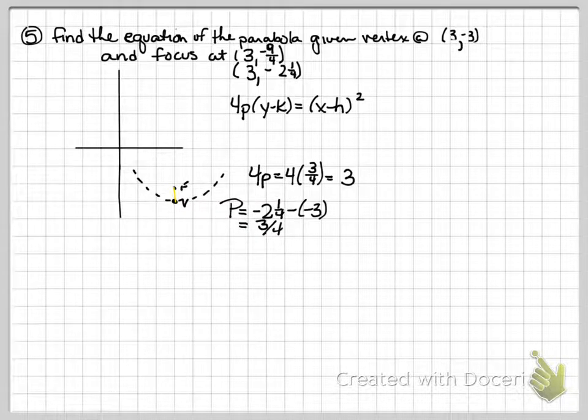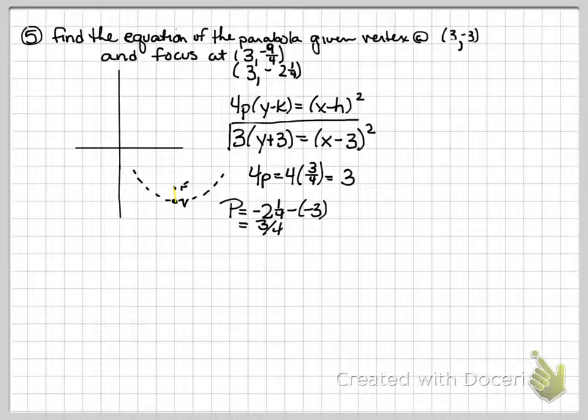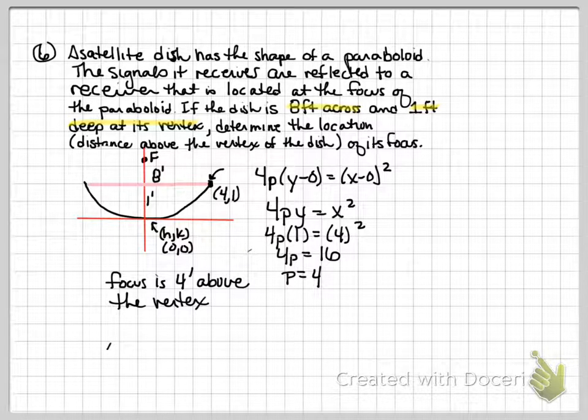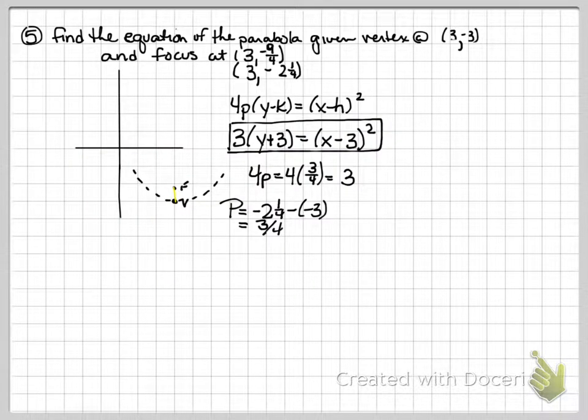So now I have everything I need to write my equation. So it's 3(y minus -3), so that makes that plus 3, equals (x minus positive 3) squared. And there's my equation. That's all I have to do, and that's all I'm being asked to do. All right, let's move on to the next one. I'm not going to pause it because I don't want to start over again. Oh, and I forgot to. Hold on, you don't see that.